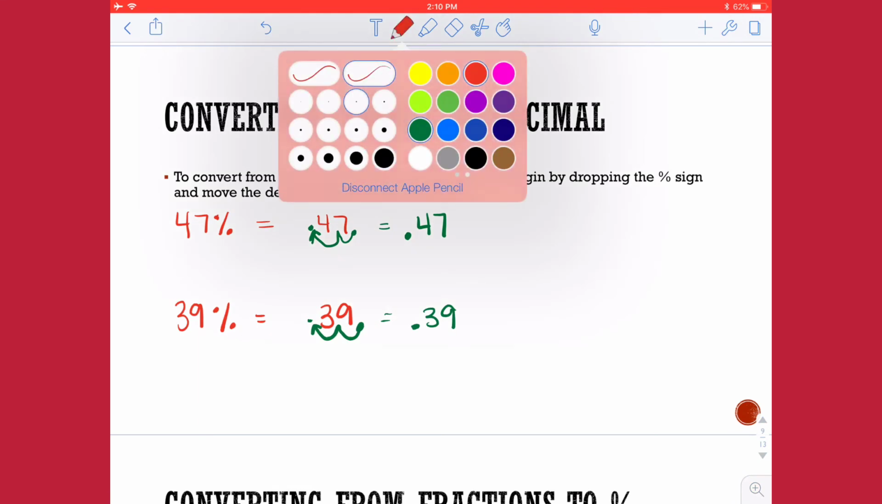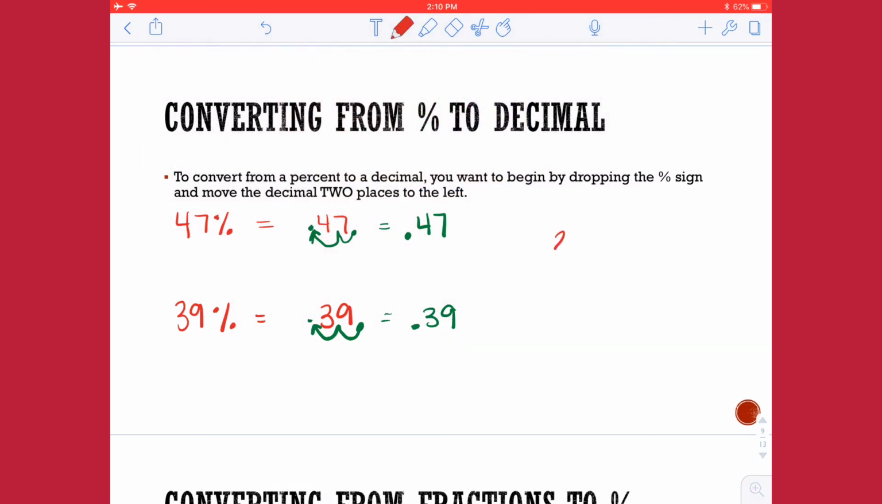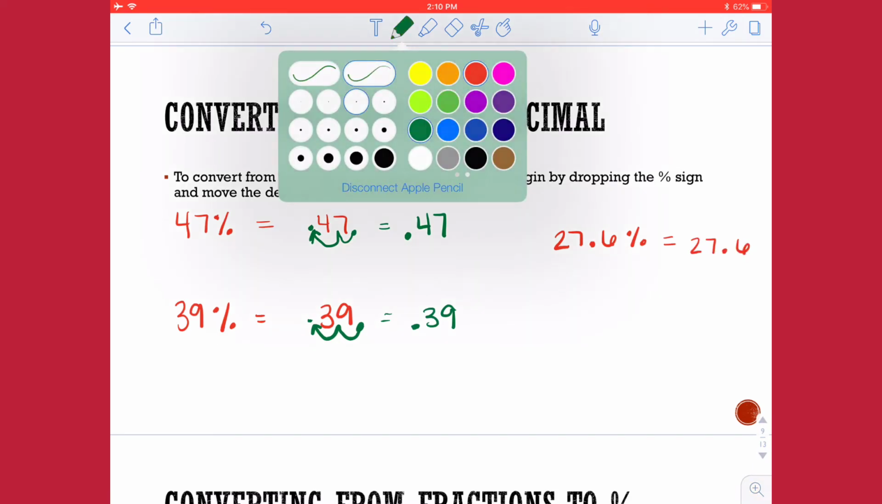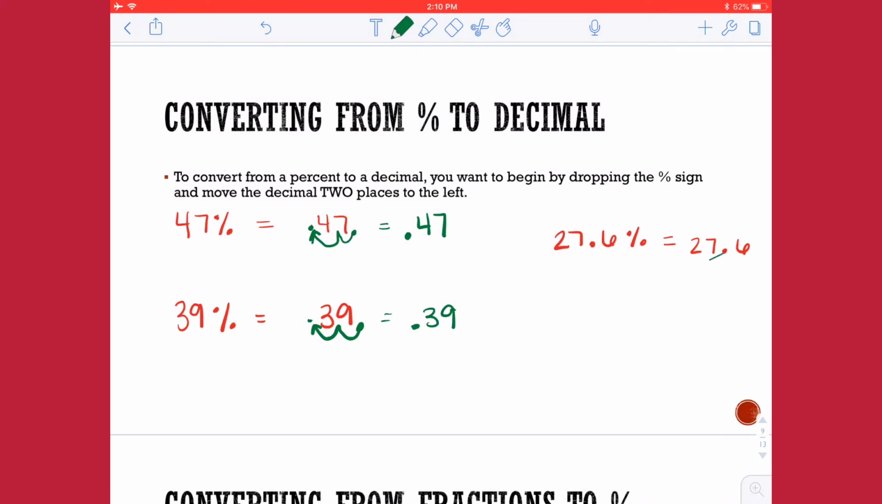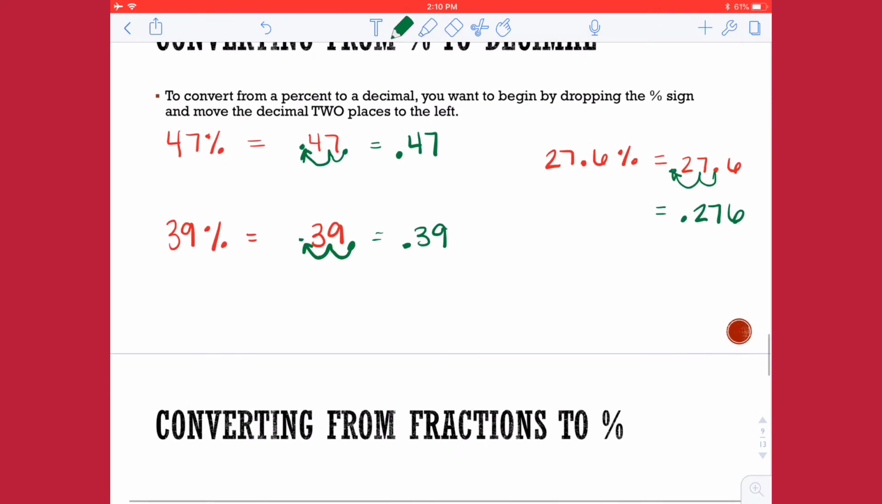Now, what happens if I don't have a whole number? Let's say I'm dealing with 27.6%. It is literally the same idea. I'm going to take that 27.6, and wherever that decimal is, which is right here, I'm going to move it 1, 2 places to the left so that this thing is equal to 0.276. So the rules are always the same. Wherever the decimal is, move it 2 places to the left.